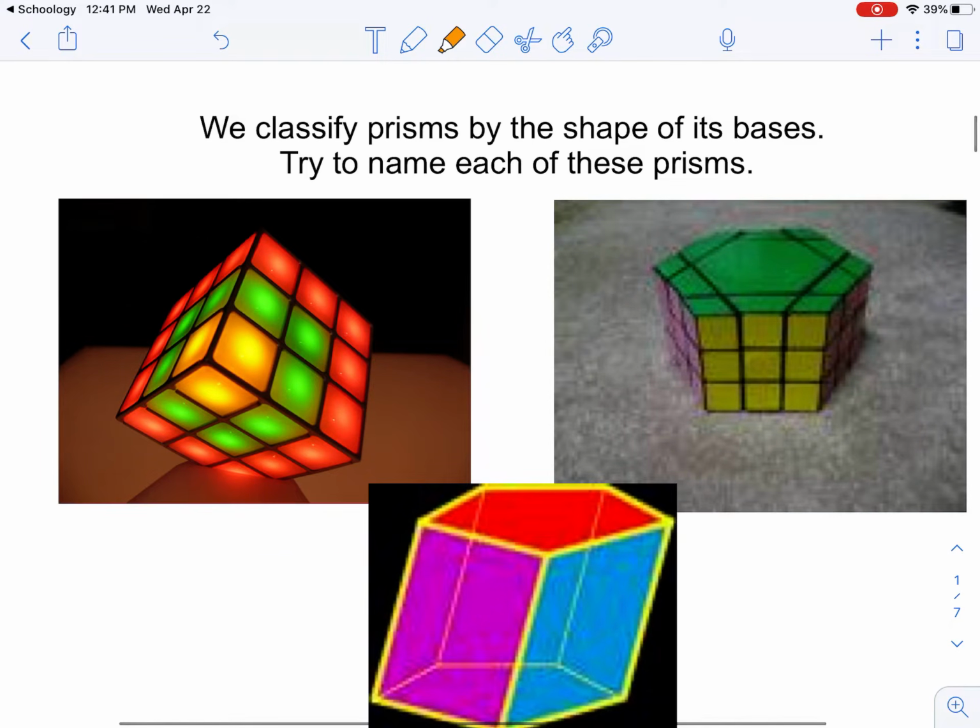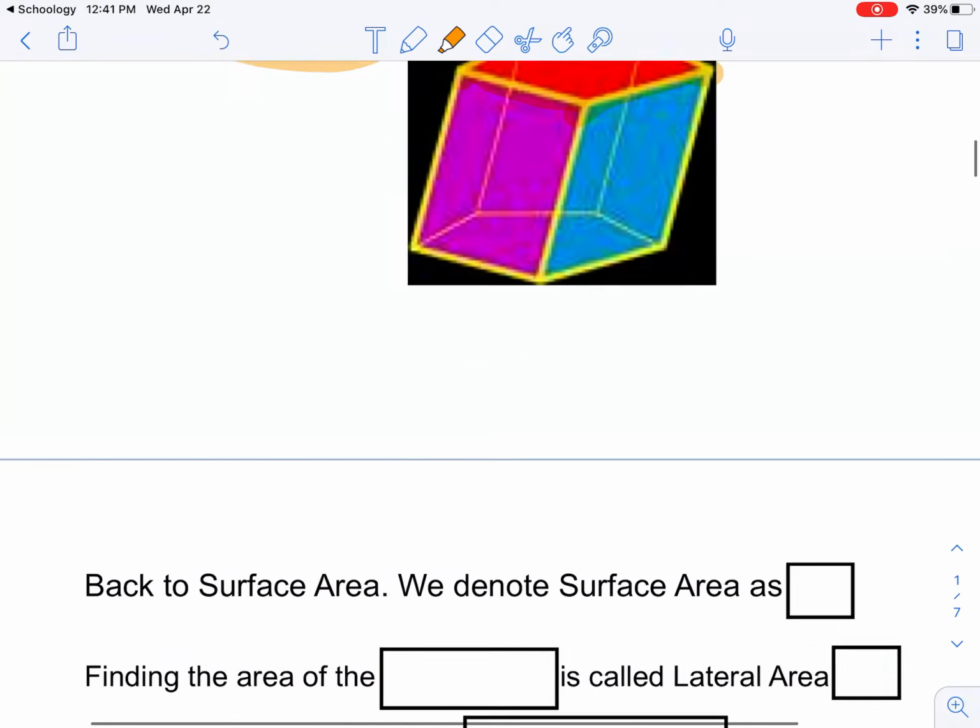Okay, so we classify prisms by the shape of their base. Try to name each of these prisms. Go ahead and think about those 3. All right, this first one right here, because it's a Rubik's cube, is a cube. But if you said rectangular prism, you're not wrong. That's like calling a square a rectangle. A square is a rectangle. This one right here, 1, 2, 3, 4, 5, 6, has 6 sides on each of its bases, so this is a hexagonal prism. And then this, 1, 2, 3, 4, 5, is a pentagonal prism.